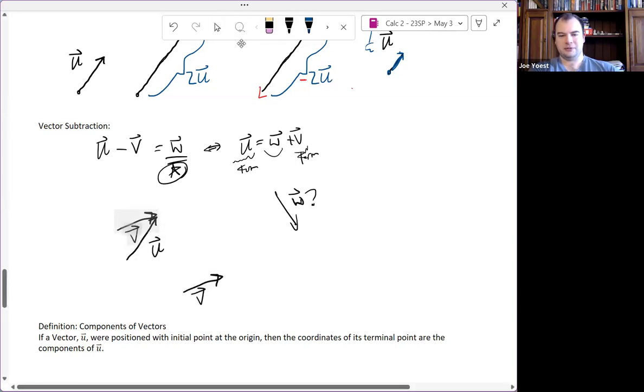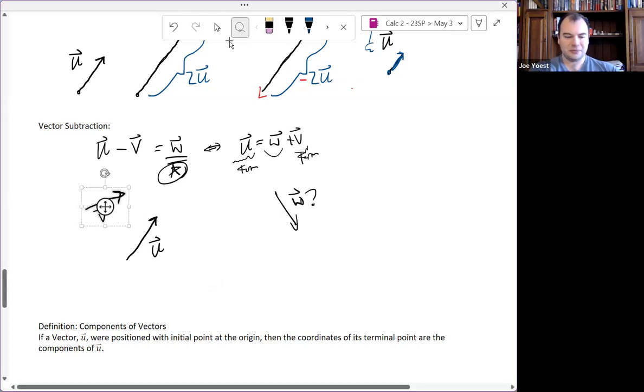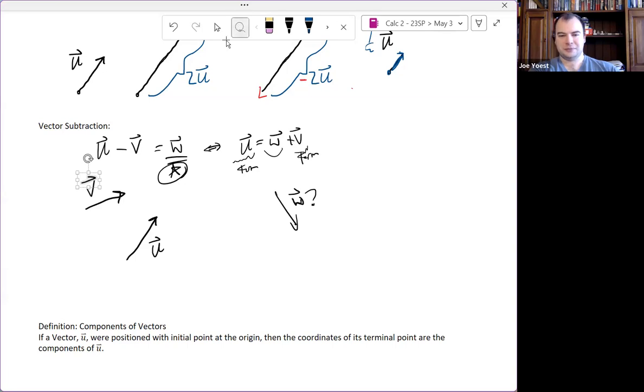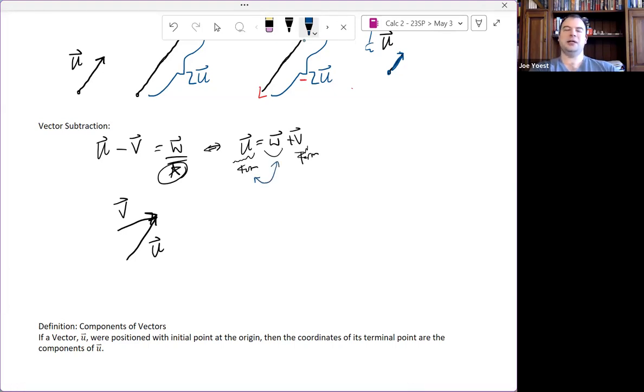So I want the terminal point of v bar, let me also switch my v bar label to the other side. I want my terminal point of v bar to be at the terminal point of u bar. And then that tells me what w bar has to be, right? So I just drew an example over there, but that tells me that w bar has to have the same initial point as u bar for this addition.